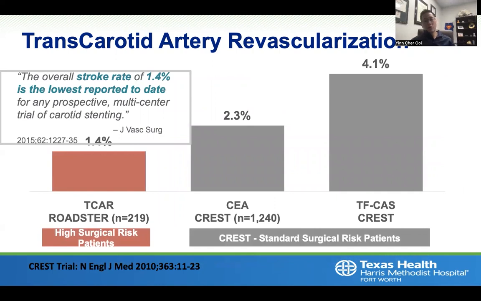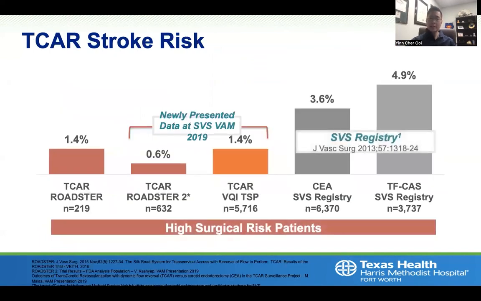It's important to note that to date, there are no large-scale randomized trials comparing TCAR with CEA or CAS. However, there are studies that have studied TCAR itself, notably the Roadster trial, which looked into high surgical risk patients and showed that the risk for periprocedural strokes is about 1.4%. This is compared with standard surgical risk patients in the CREST trial, with 2.3% risk for stroke in CEA versus 4.1% in CAS. Now, looking at high surgical risk patients, there have been two studies, Roadster 1 and Roadster 2, looking at TCAR with stroke risk of 1.4% and 0.6% respectively.